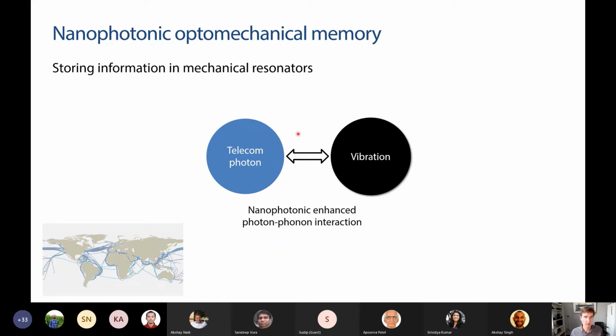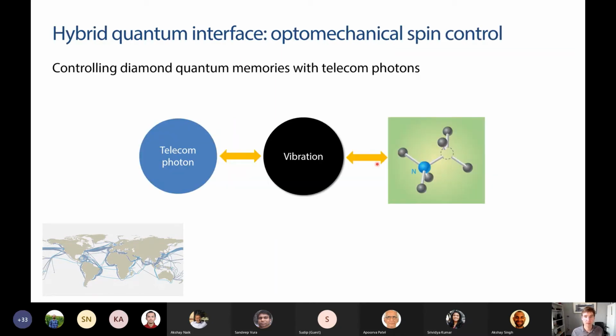So the first one is going to be focused on just the interface between telecom photons and vibrations in diamond. All right, and then we'll build upon that to talk about how we can then couple these to spins. Okay, which is sort of the second half of my talk.